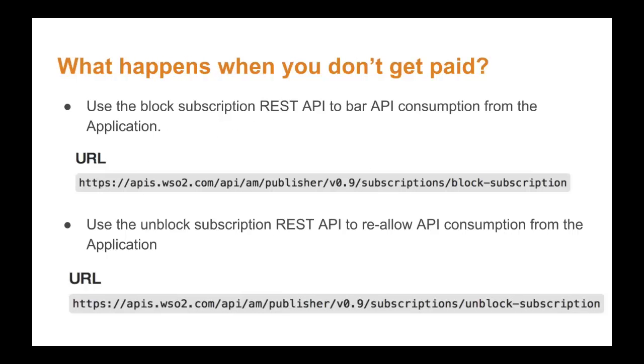And next thing is when your app developer uses your API, subscribes, in some cases they may not pay you a bill as you expect. In that case, what the API publisher can do is find out which app developers and applications did not pay that bill, and they have the option to block that subscription. For that, you can follow the first URL to block that subscription, or you can go into the publisher subscription UI to block it. And after that, when the application developer repays that amount, you can then unblock that subscription again.